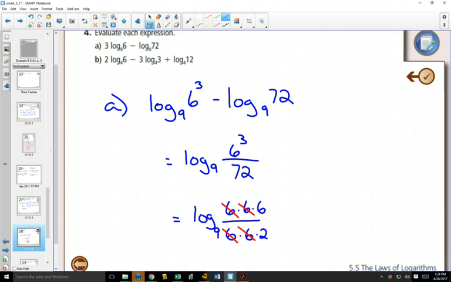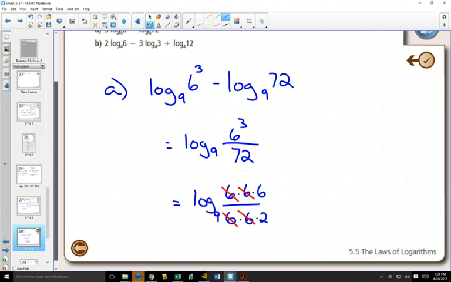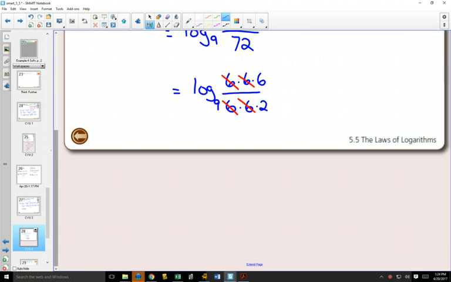I still need to write that base of 9 there all the time, so it doesn't get confused with a common log. And then I get just log 9, 6 divided by 2 is 3. So I've simplified this a lot. If this was a non-calculator question, this should be something you can do mentally. Log 9 of 3.